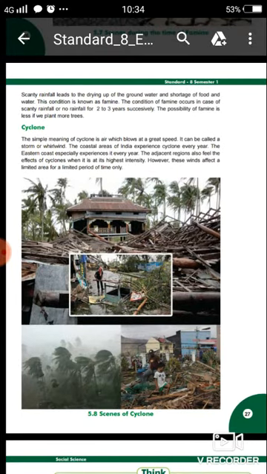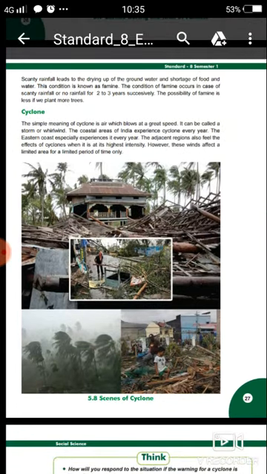So what are the effects of cyclone? These cyclones are a highly devastating natural phenomenon causing great damage to life and property, crops, disruption of transport, communication lines and water pipelines. So these are some effects of cyclone.